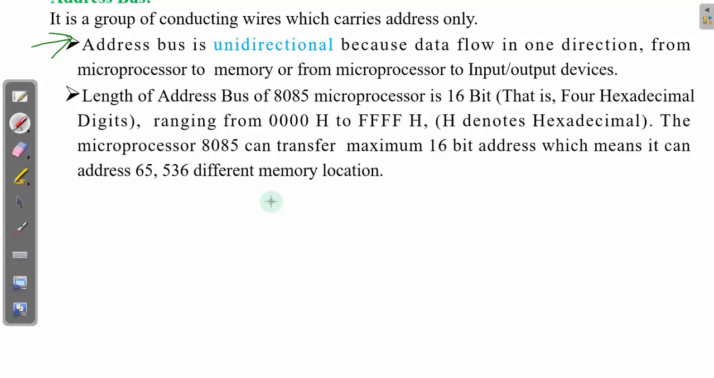I hope everyone has read the first point. Now let's understand what an address bus is in detail.